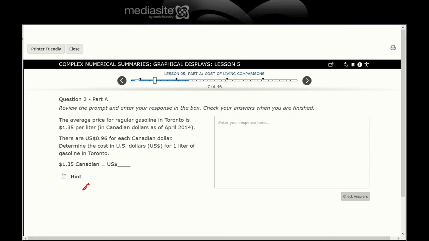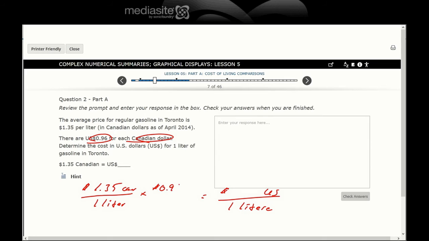We know this is 1.35 Canadian per liter. Now, what we want is dollars US per liter. Now, we know the conversion between US and Canadian. 0.96 US for 1 Canadian. So let's go, 0.96 US for every Canadian.